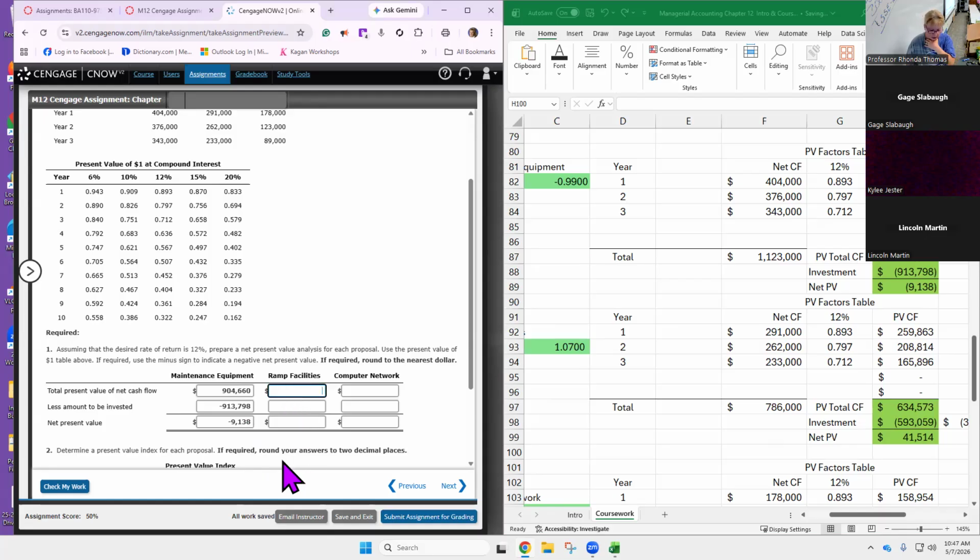Okay, there's my first one. So it looks like maintenance is a no-no anyway, even if we were just looking at it by itself. Okay, we would probably go, well, we need to either recheck our estimates or something. All right, 634,573. And then the amount invested gets subtracted. And then the amount that's left over. Okay, and then the computer.